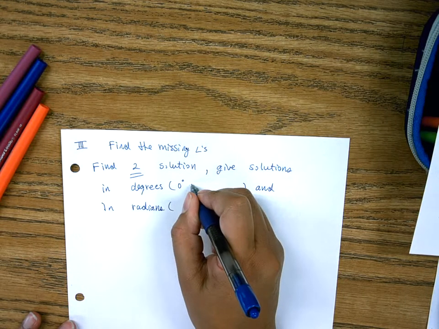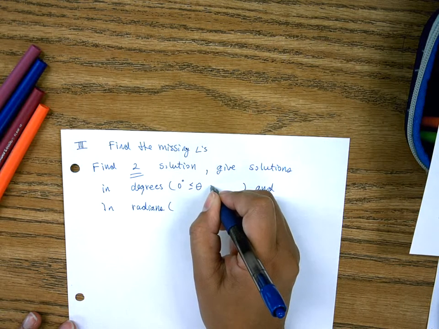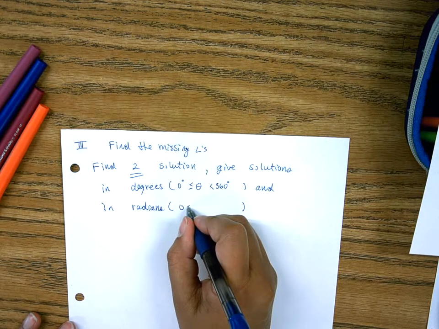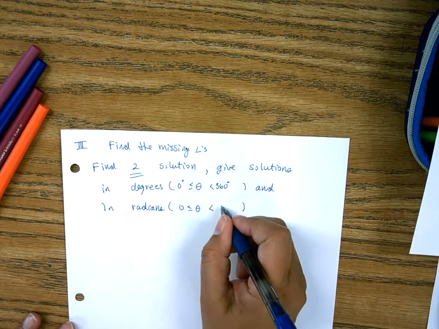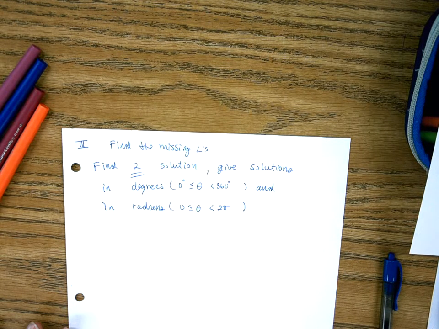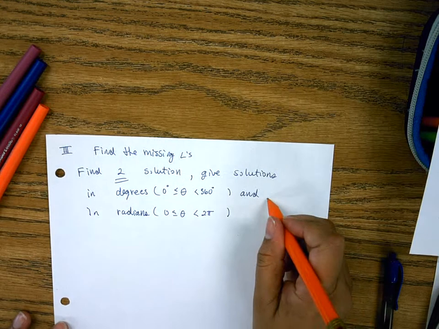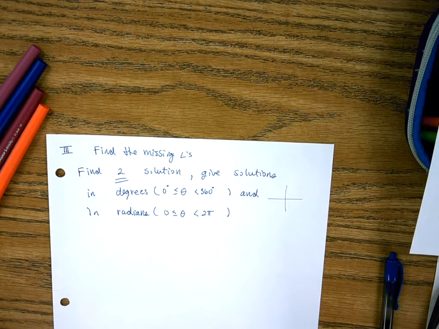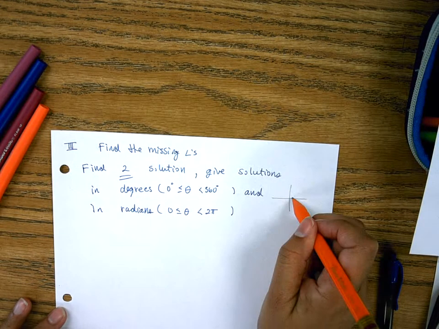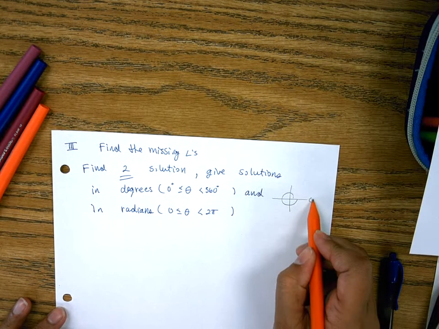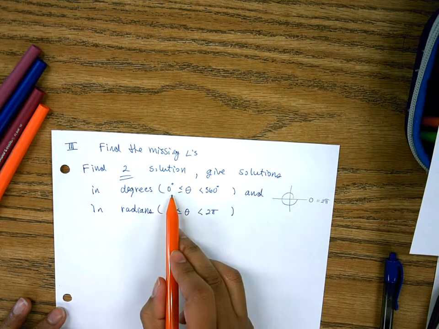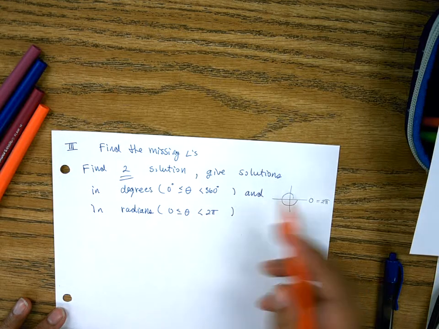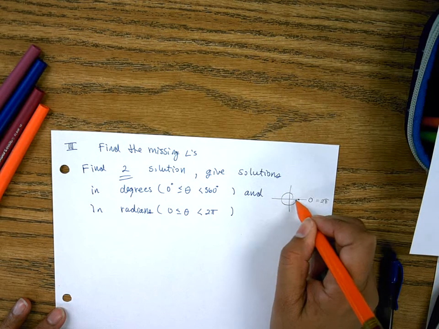All right, so this is 0 degrees is less than or equal to theta is less than 360, and this is 0 is less than or equal to theta, which is less than 2 pi. Okay, so technically on a graph, we could go around and around and around, 2 pi, 4 pi, 6 pi, 12 pi. But this wants us to only do one revolution, one time around, from 0 to 2 pi. Now make sure you notice that it equals 0 and 0, but it does not equal 360 or 2 pi.